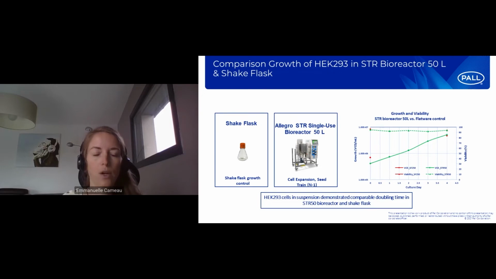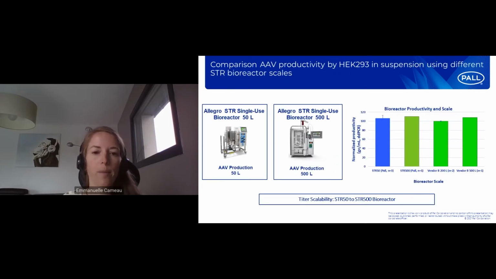On the next slide, we can see the comparison of the AAV productivity by HEK293 cells in suspension using different STR bioreactor scales. So we have the productivity in the Allegro STR 50 liter and the productivity in the Allegro STR 500 liter. And we have also comparability to two other vendor bioreactors, 200 and 500 liters.